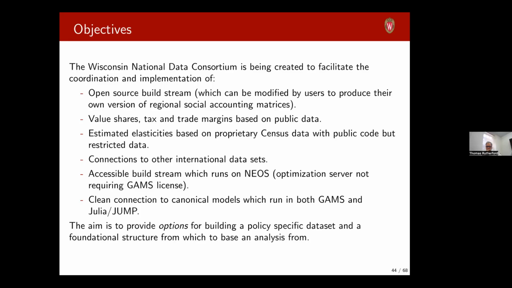And then we also wanted to have something where the build stream was accessible to people even who didn't have a GAMS license. So that was this NEOS connection. Our stuff was early on. I don't know that we've tested this with the most recent version.